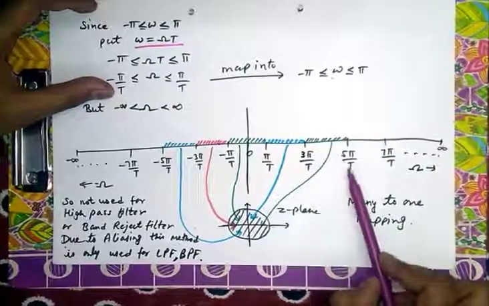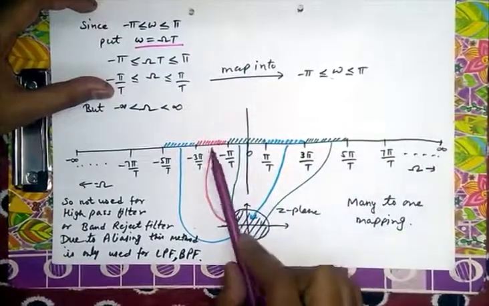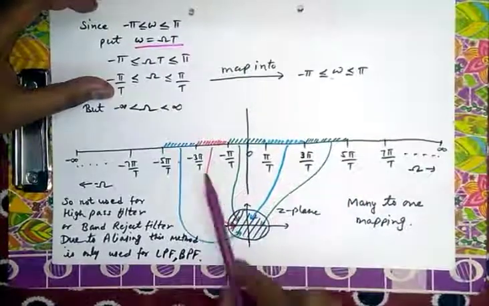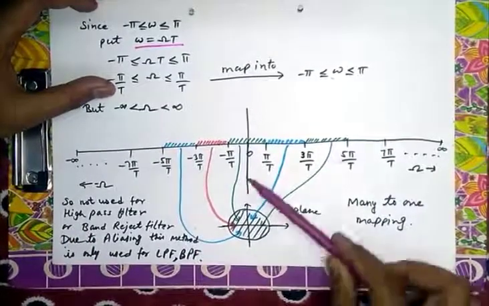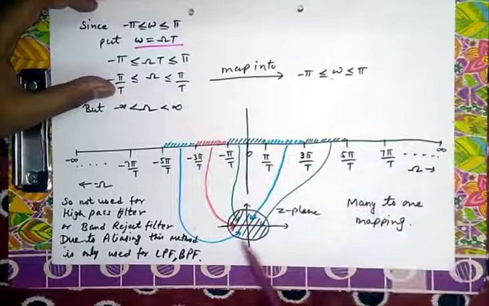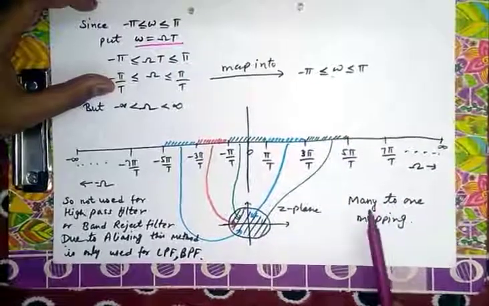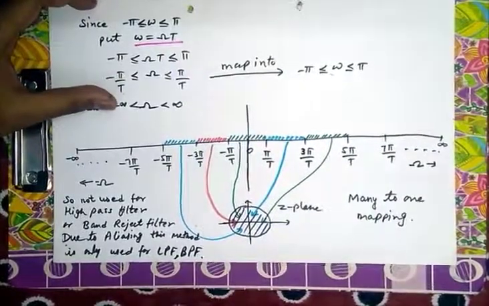3π/T to 5π/T will also map in the same range, and similarly the same method applies in the negative frequency domain. So it means it is a many-to-one mapping. Many analog frequencies are mapped into a single area. That is the disadvantage of this type of method.